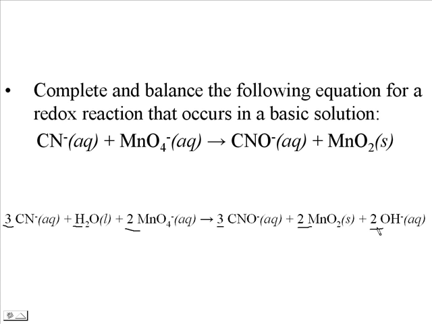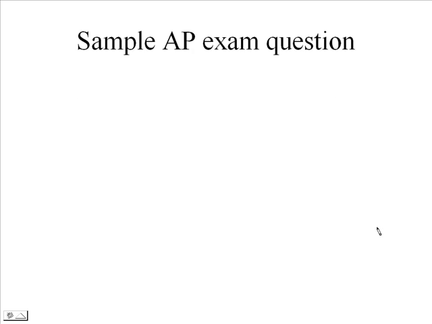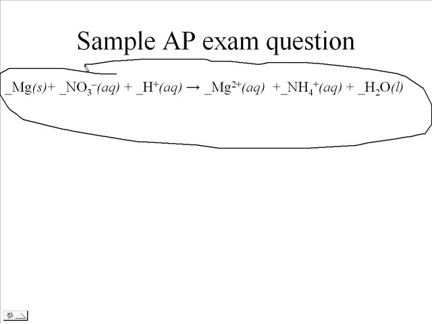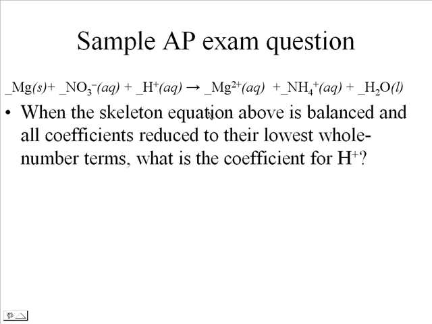And I'm glad. Because you can tell that's not very fun. I mean, maybe for you weirdos it's a little fun, but that is definitely much more involved than a typical reaction. So how might you see this on the AP exam? They might give you a whole reaction such as this. And they'll say, when this equation is balanced and all their coefficients are reduced to the lowest whole number terms, what's the coefficient for H+?